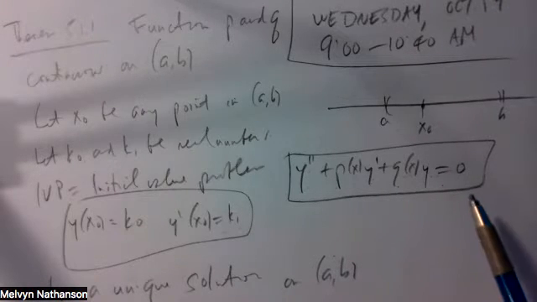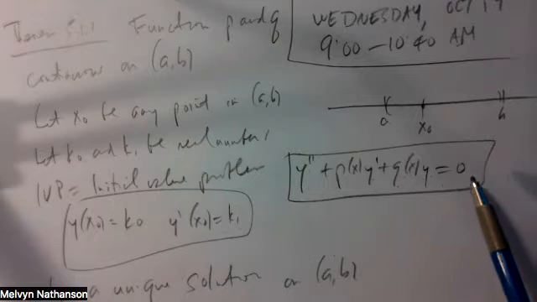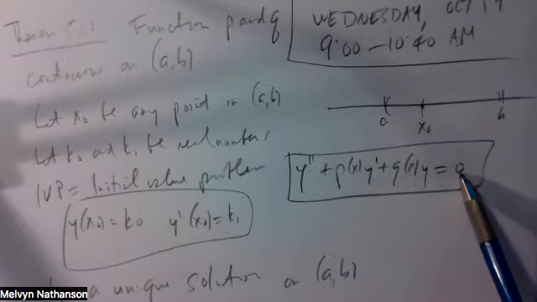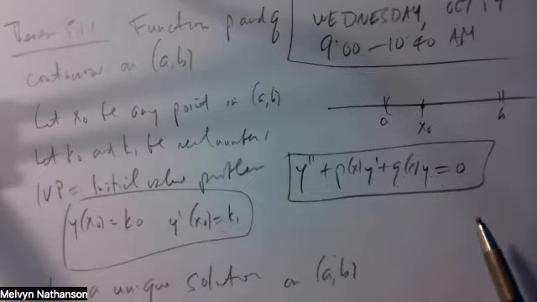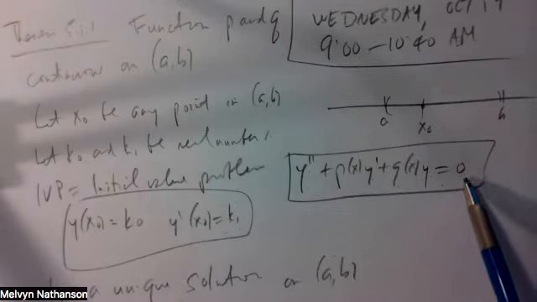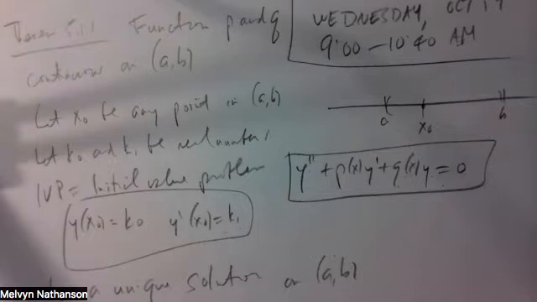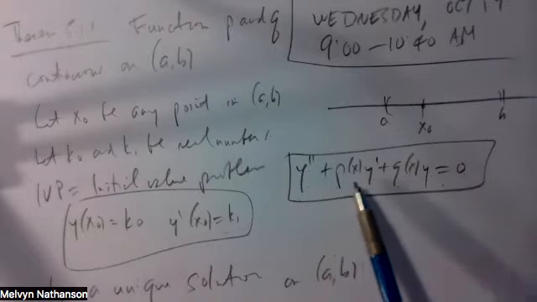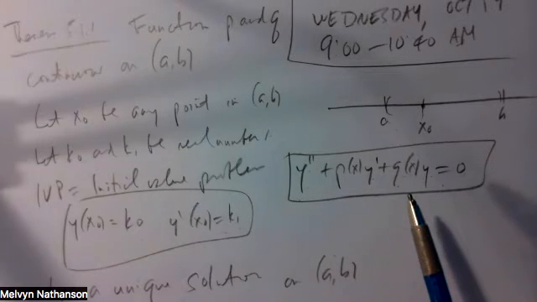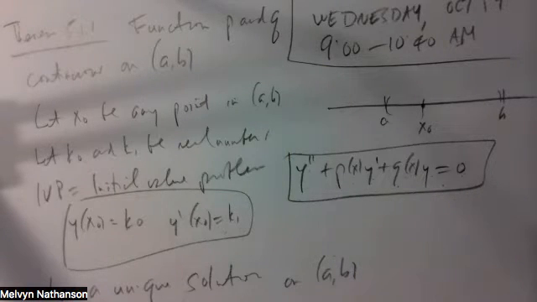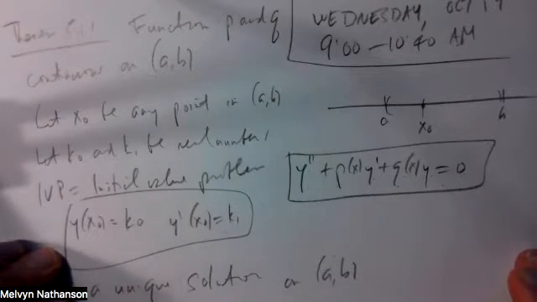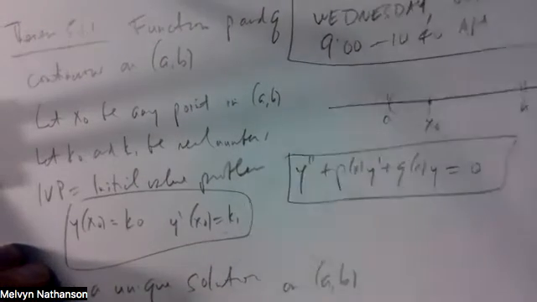We'll extend it next week to inhomogeneous equations where the right-hand side isn't zero, but some other function. But in the homogeneous case, which is always the simplest case, such an equation always has a solution. And these functions P and Q don't have to be constant. They're simply continuous, right? So any continuous function. And so that's the fundamental theorem.